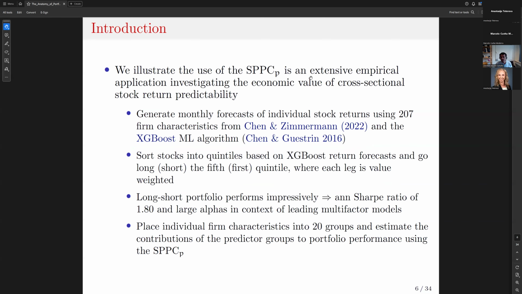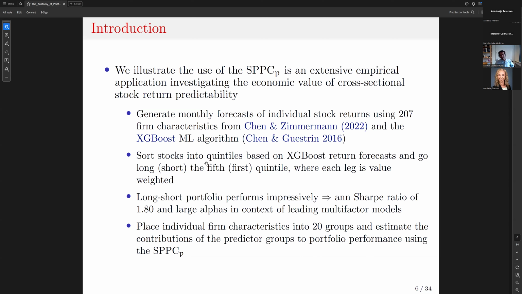So we illustrate how to use the HPPC in an extensive empirical application. We generate monthly forecasts of individual stock returns using these 207 firm characteristics from Chen and Zimmermann, and we use the XGBoost algorithm of Chen and Guestrin. We also use other algorithms, but they're relegated to the appendix. We focus on XGBoost because it's the best performing model. Gradient boosted trees are such a strong algorithm that, for this type of data, they usually dominate other algorithms.